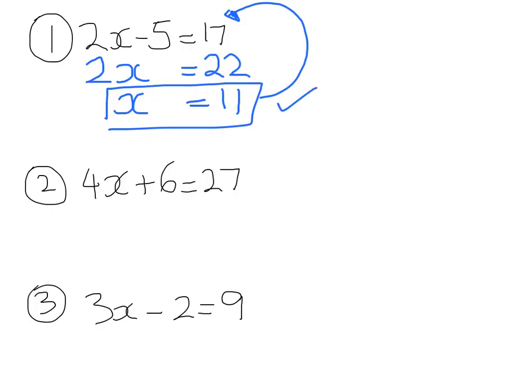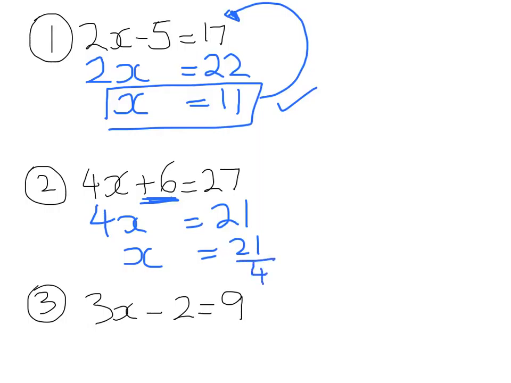Next one, 4x plus 6 equals 27. The first thing I'm going to do is to subtract 6 from both sides, so we get 4x equals 21, 27, take away 6. On the next line, I'm going to divide both sides by 4. X equals 21 over 4, which is the same as 5 1/4.